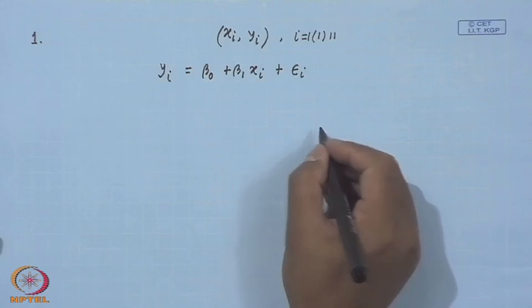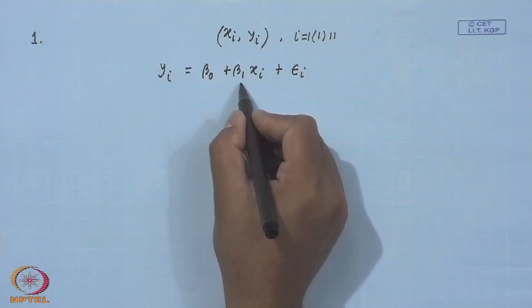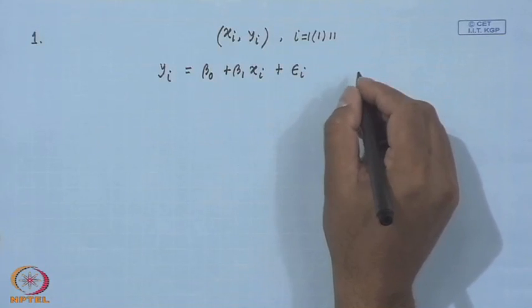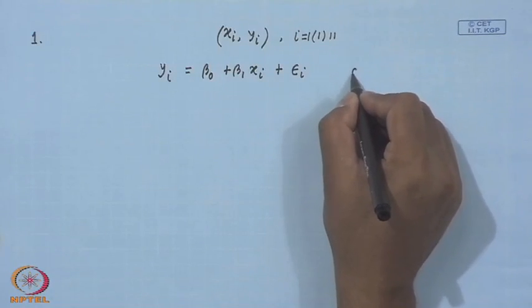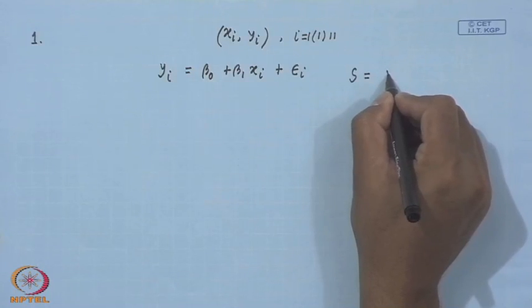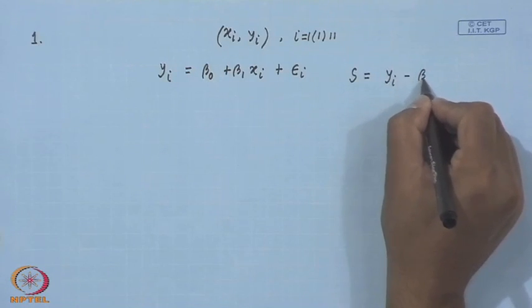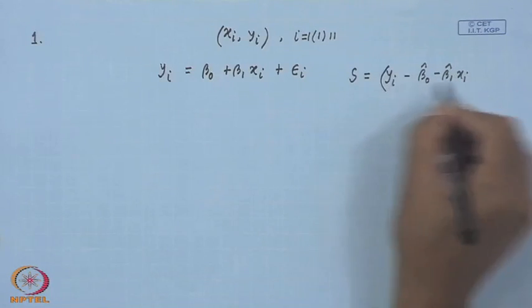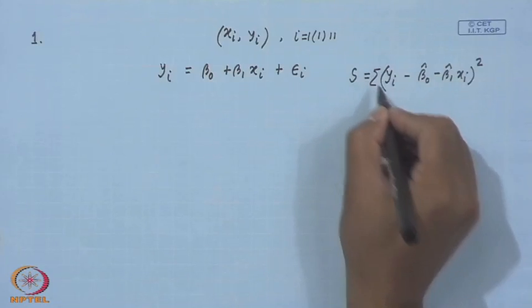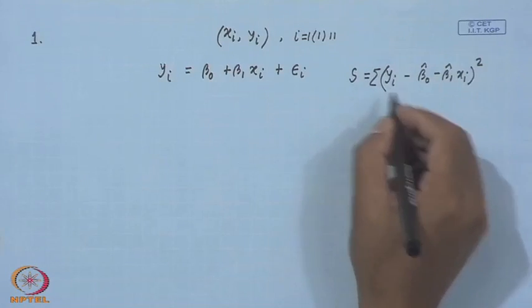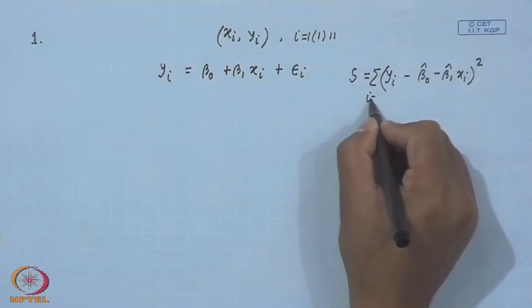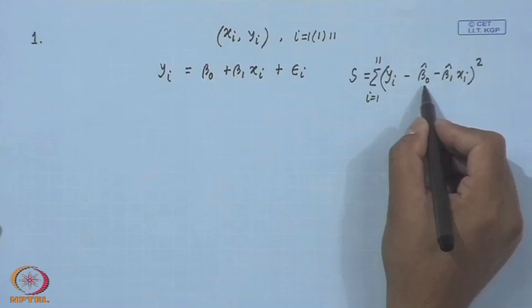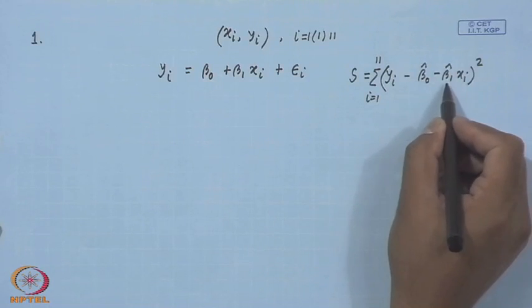Okay. So, we know that beta naught and beta 1 are obtained by minimizing the least square function S, which is the sum of y i minus beta naught hat minus beta 1 hat x i, squared. So, this is the ith residual, and by minimizing this for i equal to 1 to 11, we get the least square estimates of the regression coefficients beta naught and beta 1.